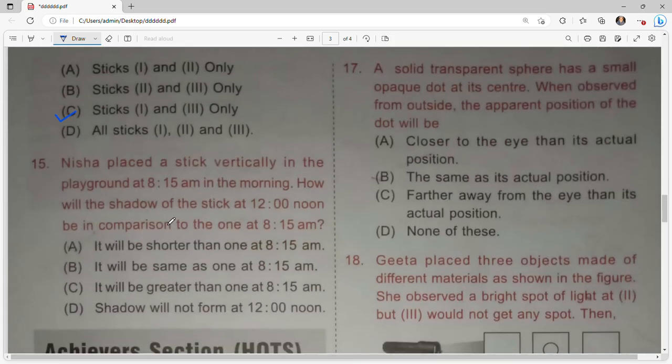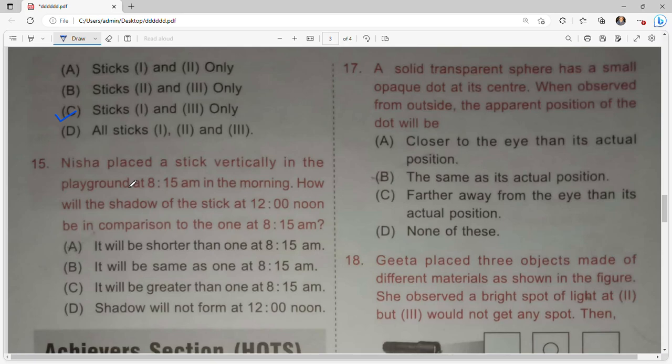Next is your question number 15, which is: Nisha placed a stick vertically in the playground at 8:15 a.m. in the morning. How will the shadow of the stick at 12 noon be in comparison to the one at 8:15 a.m.? It will be shorter than the one at 8:15 a.m. It will be the same as the one at 8:15 a.m. It will be greater than the one at 8:15 a.m. And shadow will not form at 12 noon.